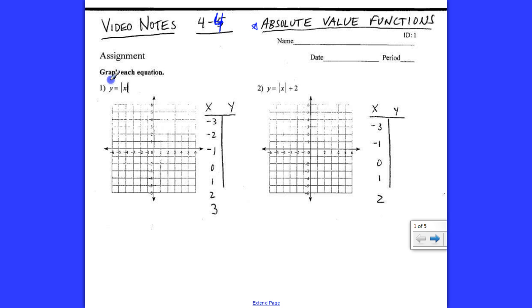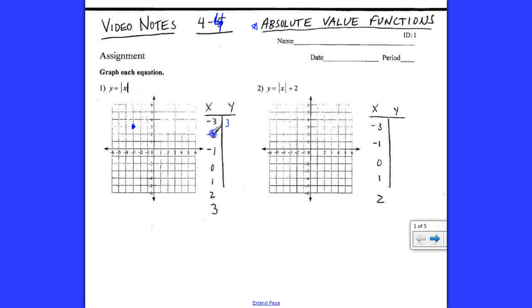Number 1 just says y equals the absolute value of x. And we're just going to work through this together here. So I gave you values for x here. So if I took -3 and plugged it in for this x, and then I took the absolute value of it, that would just be 3. So that's the ordered pair, -3, 3. So let's plot that point, -3, 3, right there we go.